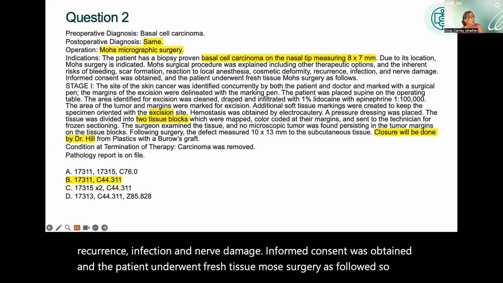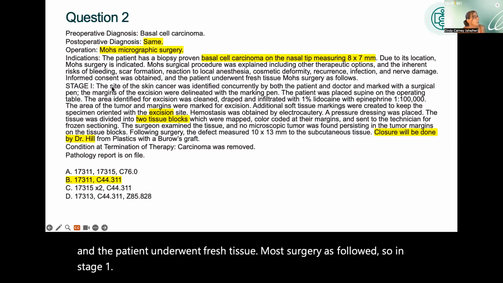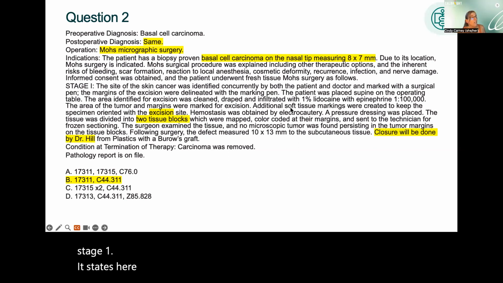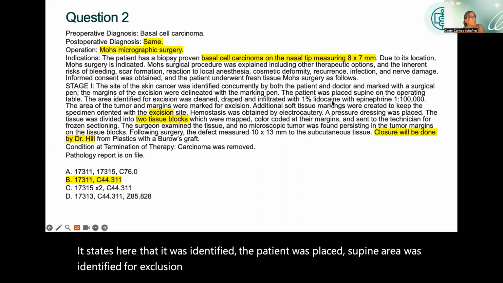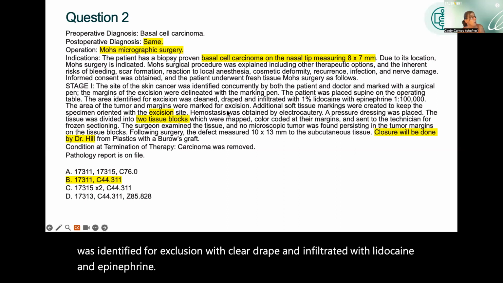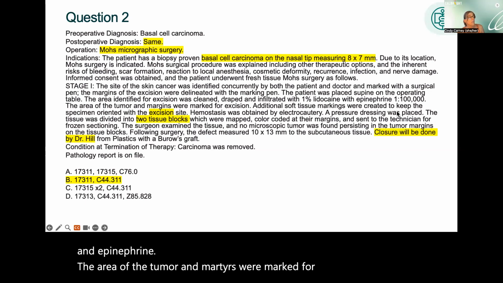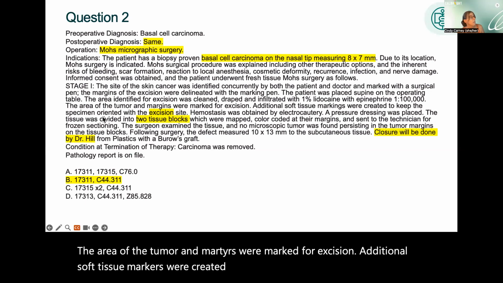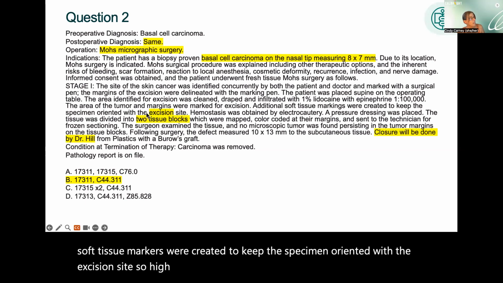So in stage 1, it states here that the patient was placed supine, the area identified for excision was cleaned, draped, and infiltrated with lidocaine and epinephrine. The area of the tumor and margins were marked for excision. Additional soft tissue markings were created to keep the specimen oriented with the excision site. So excision was highlighted to show that's what was done.